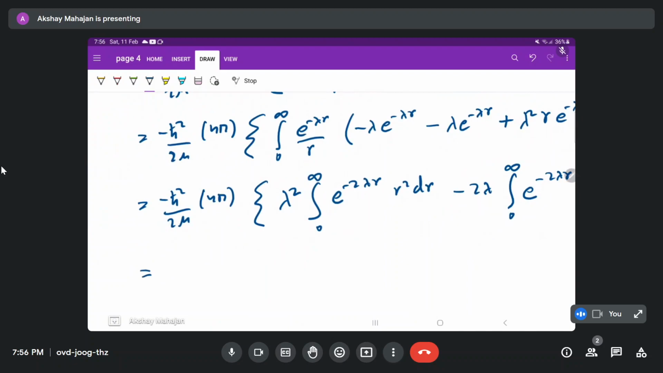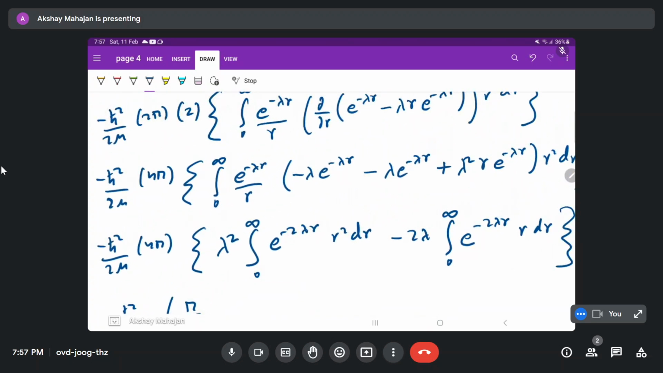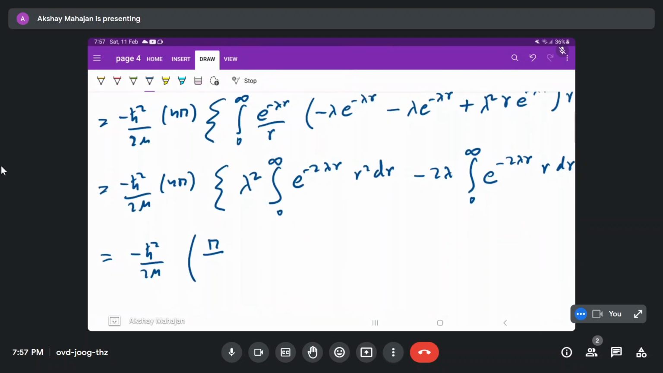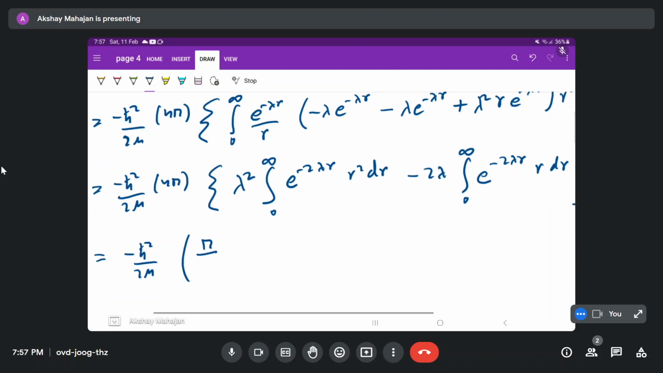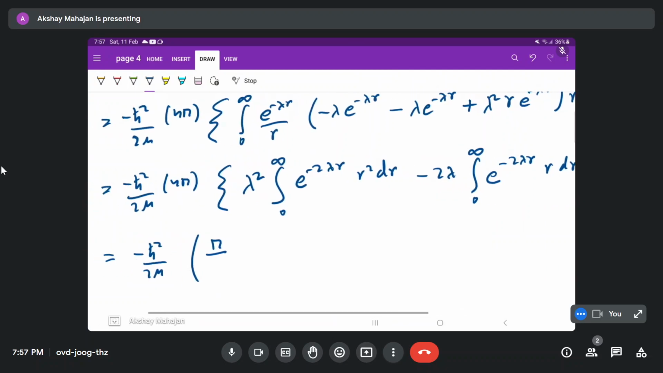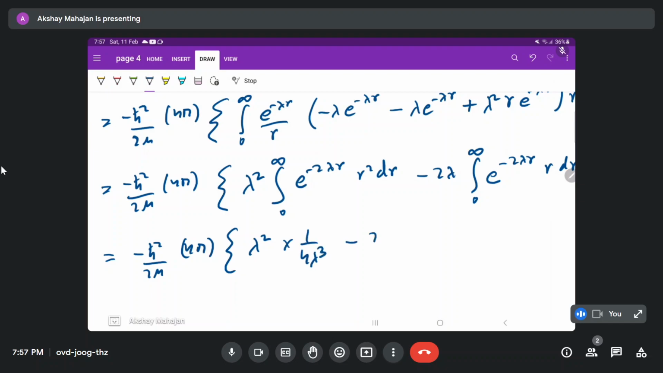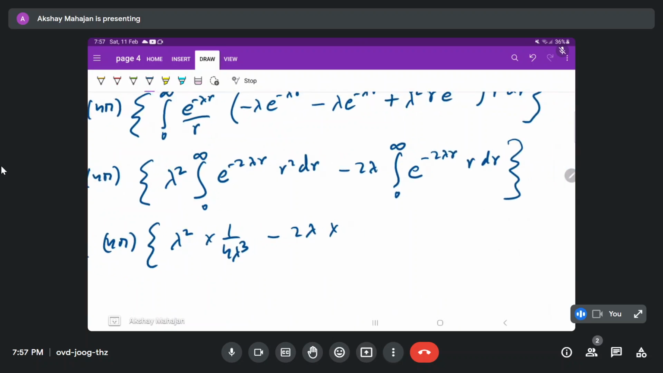And when you solve this, then you will get something. Yeah, we have solved this integral if you remember in our previous calculation. We have, I guess, solved both integrals earlier as well. So you can see it is similar to what we did there. This integral, 0 to infinity e to the power minus 2 lambda r r square dr, will come as 1 upon 4 lambda cube, right? And then we have minus 2 lambda times this integral, e to the power minus 2 lambda r dr, which is 1 by 4 lambda square.